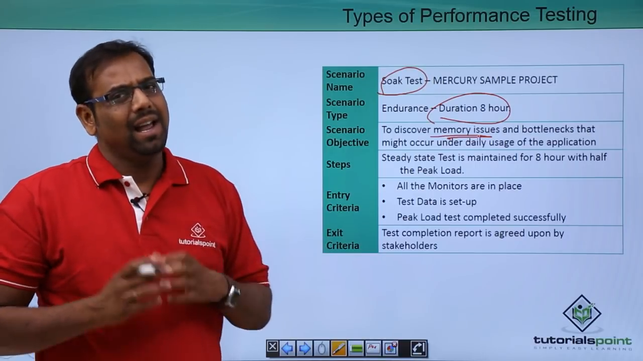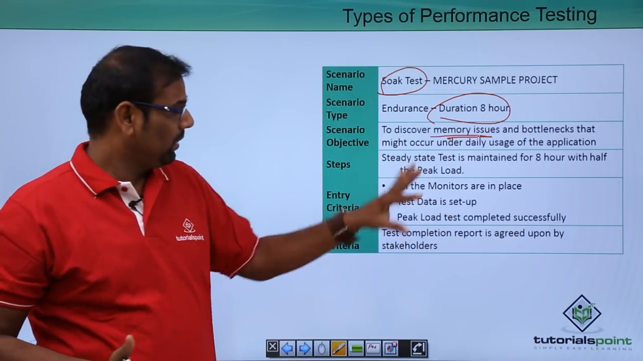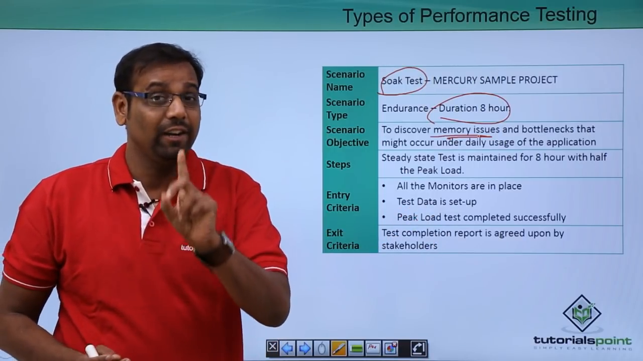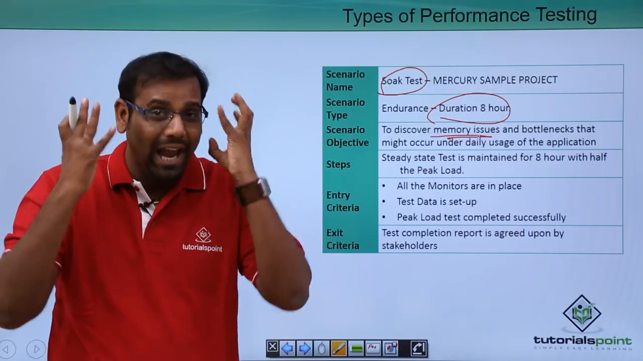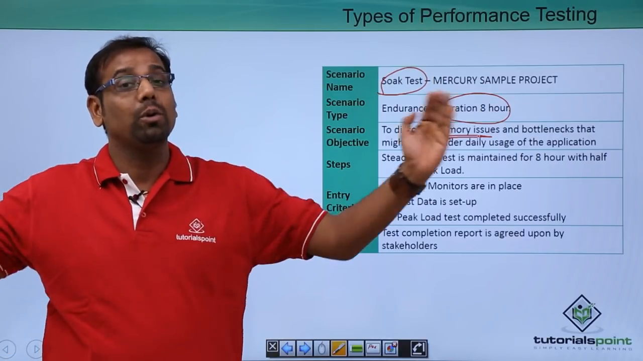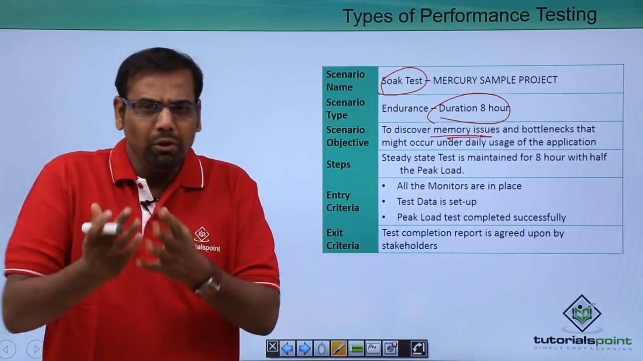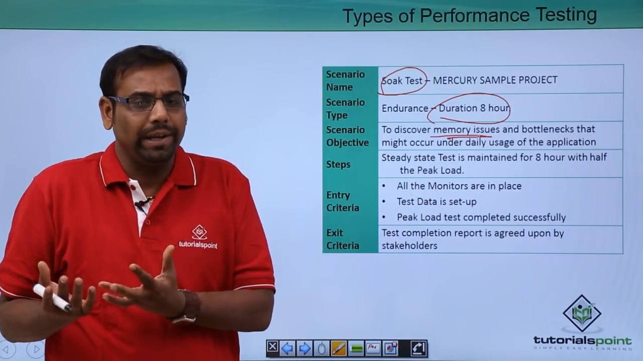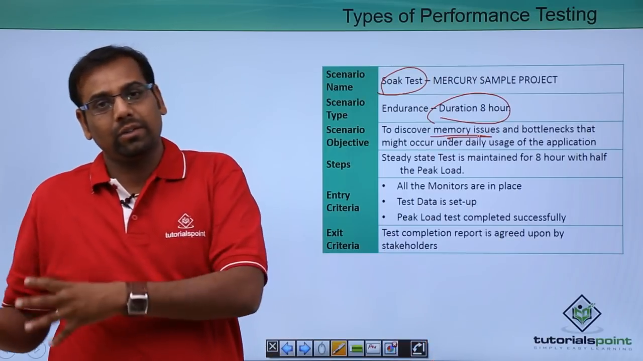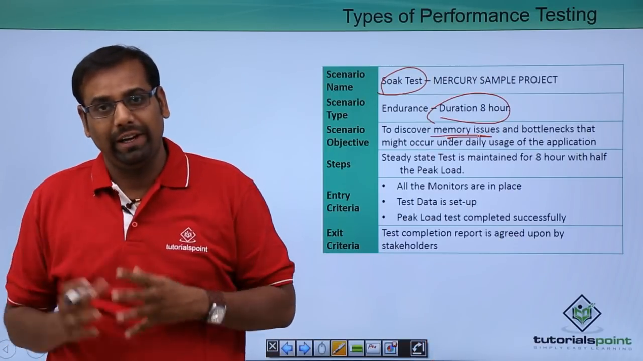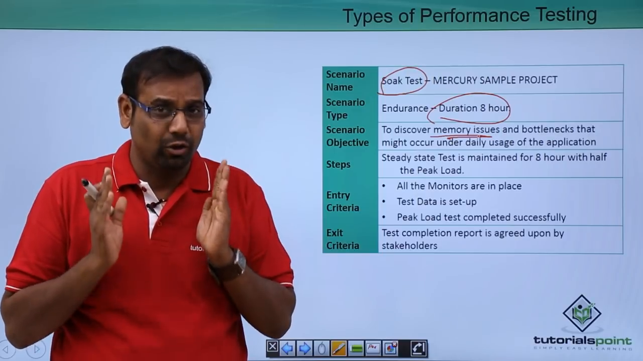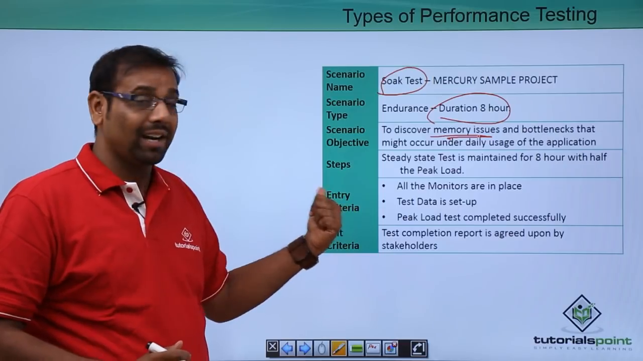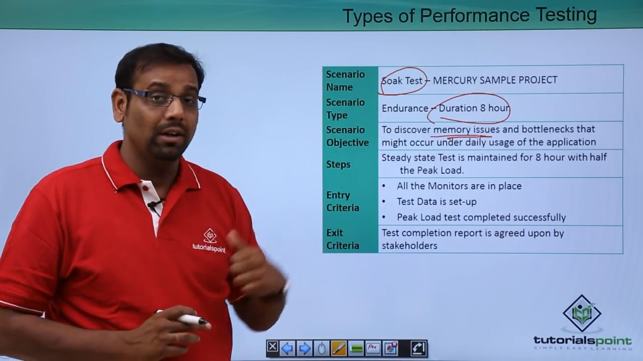And entry criteria, as with others, the entry criteria is the same. The monitors are in place. The test data, this is important, guys. If you're running it for 3 days, you have to have enough test data so that the test goes for 3 days. Most of the times you don't put enough test data. The test will run for 2 days, and after 2 days there is no more data, so the test will be stopped or failed. So your 2 days of effort is gone to waste. So make sure the test data is all set up when you start this soak test or endurance test.